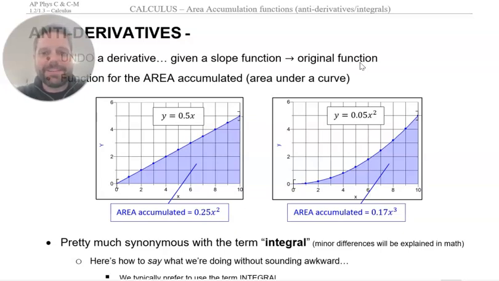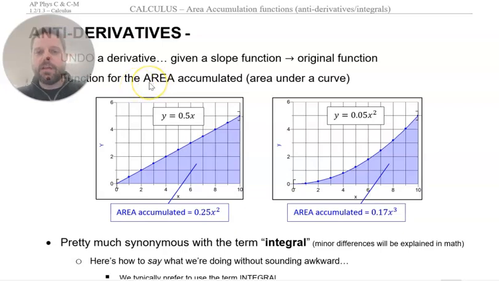So as you can see by the name, antiderivatives are going to undo a derivative, meaning if you take a derivative and you get some function that we could call a slope function, meaning it's a function for how the slope changes, then if we do an antiderivative, we would go back to the original function. It undoes a derivative. In doing this, what we're actually doing is we are doing the area under a curve.